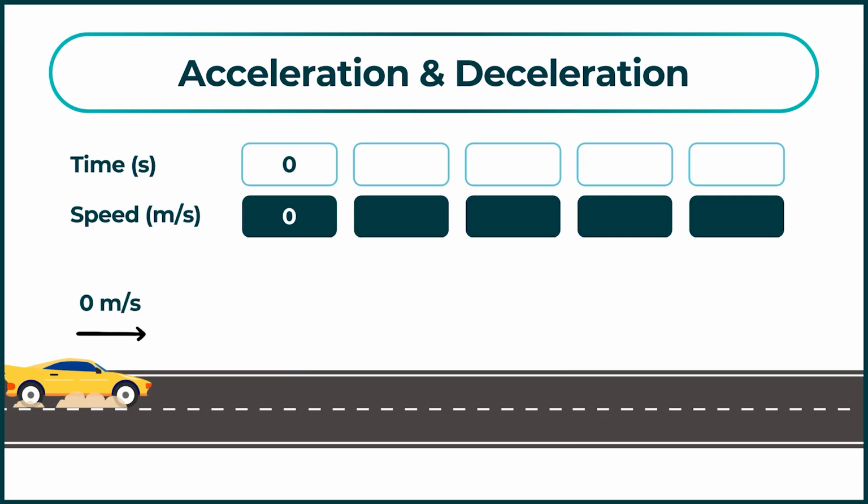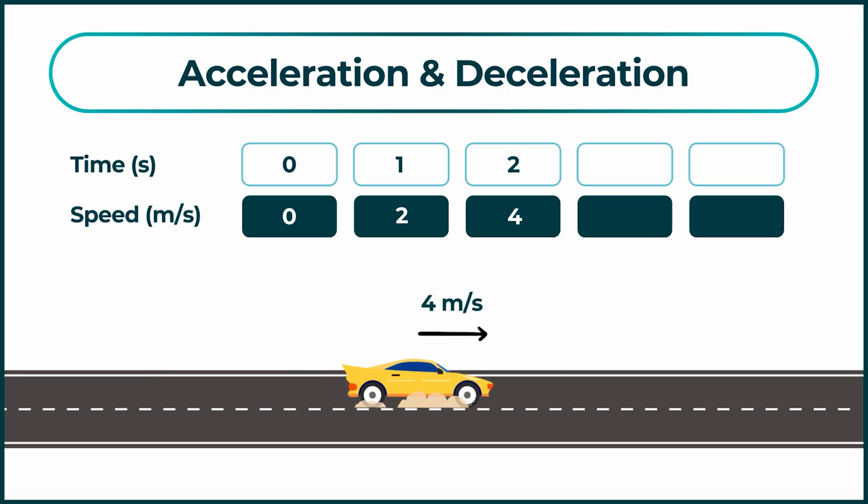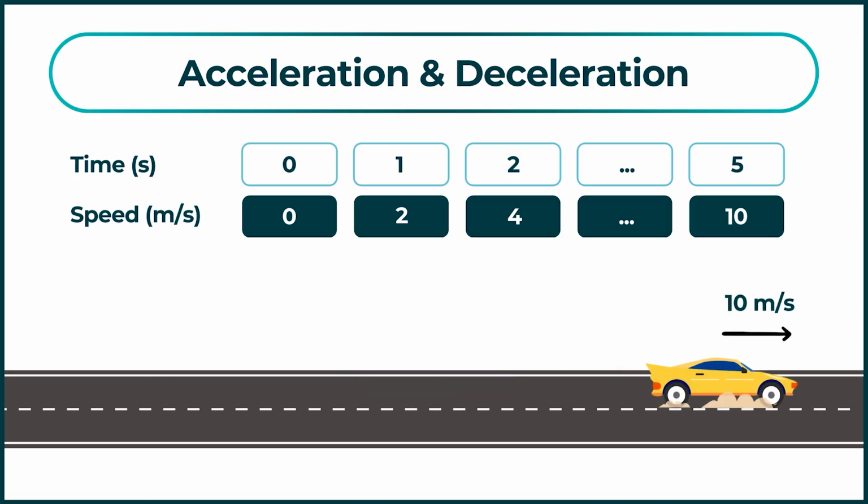After 1 second of movement, when time is equal to 1 second, the velocity increases to 2 meters per second. After another 1 second, when t equals 2 seconds, the velocity increases to 4 meters per second. Let's say the velocity keeps increasing at this rate for 5 seconds. So when t is equal to 5 seconds, the car moves at a velocity of 10 meters per second.